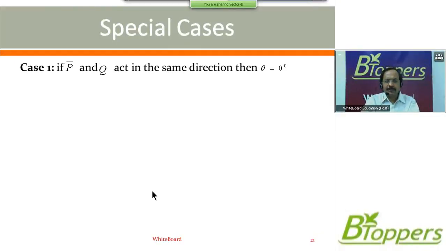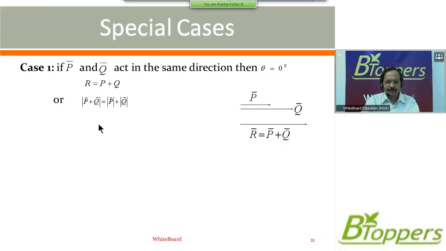Case 1: if P bar and Q bar act in the same direction, then angle theta between the two vectors is 0 degrees. Then you can write R equal to P plus Q. Direction of R bar will be same as the direction of P bar, or you can say same as the direction of Q bar. This conclusion can also be written this way: modulus of P bar plus Q bar equal to modulus of P bar plus modulus of Q bar. Means magnitude of resultant of P bar and Q bar equal to magnitude of P bar plus magnitude of Q bar. Here alpha is 0 degrees.